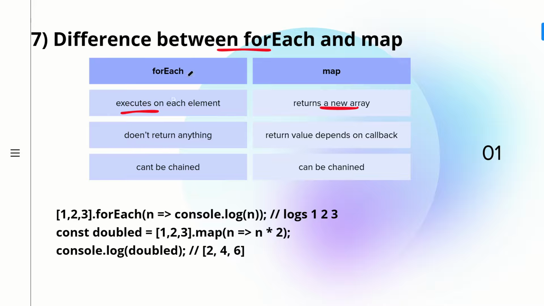And then the next difference is, forEach doesn't return anything, whereas map returns a value, depending upon the callback, and it returns a new array. Now the next difference is, forEach cannot be chained, whereas map can be chained. So after map we can make use of filter also, and that is what is called chaining. So map can be chained, whereas forEach cannot be chained. Let's see the code example.